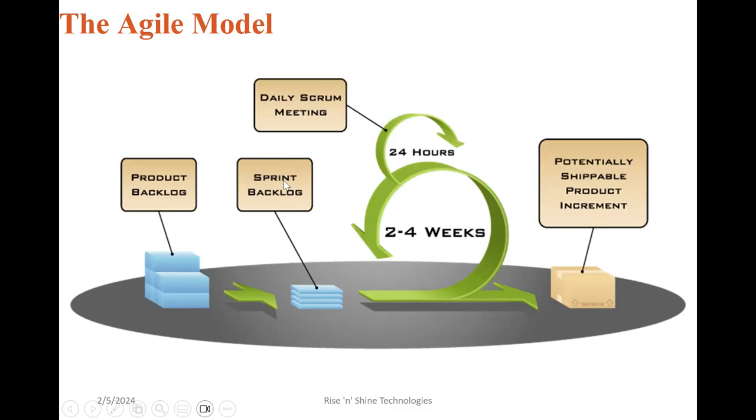And each product backlog has a small unit of duration. That we call the sprint, which is like 2 to 4 weeks of duration. They don't go for more than that.